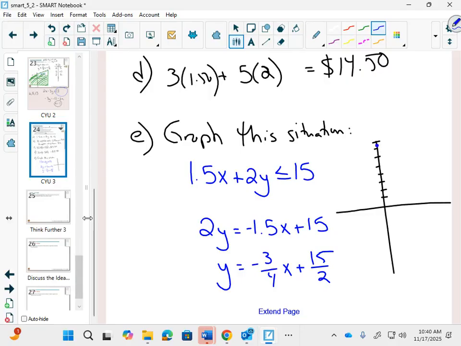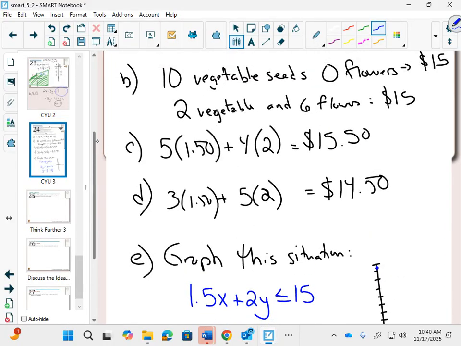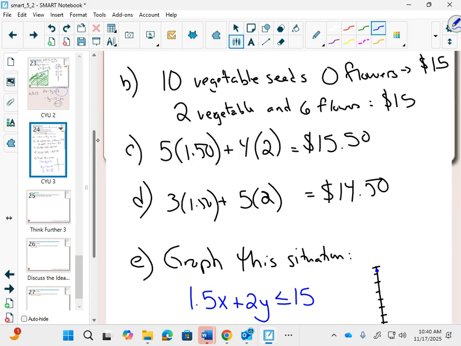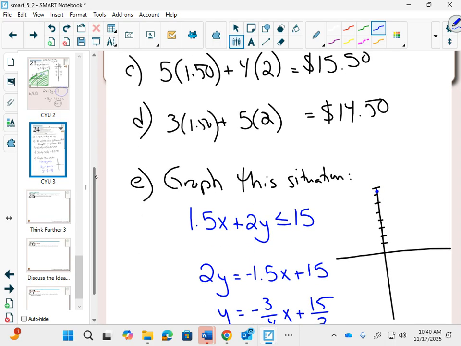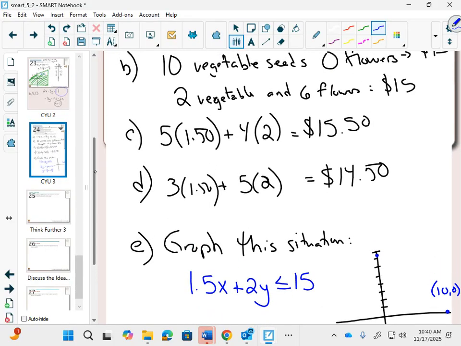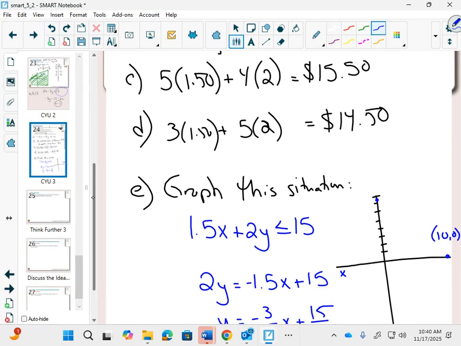Y-intercept of 7.5. Well, we could take some of the points that we've already found. She could buy 10 vegetable seeds. Vegetable seeds were our x, right? We have this point, 10 comma 0. That made exactly 15. What was our other one that made exactly 15? 2 and 6. And we could draw the line. And it's a solid line. I don't have to go about and erase it.